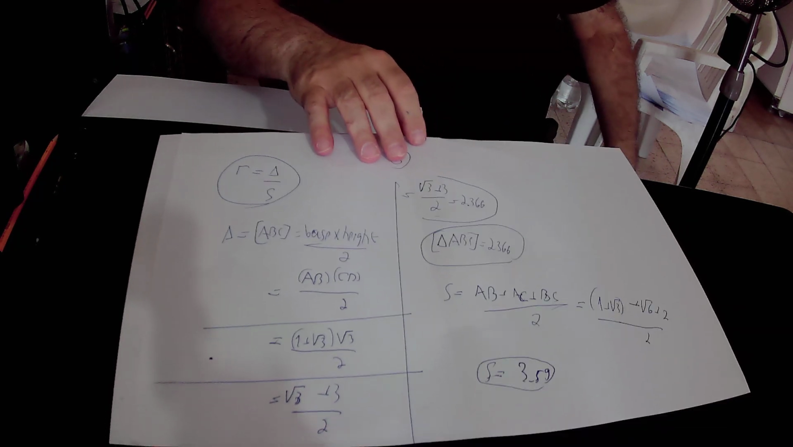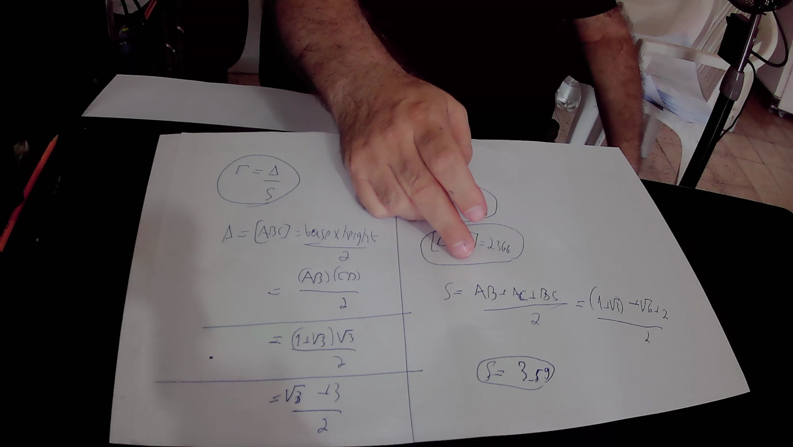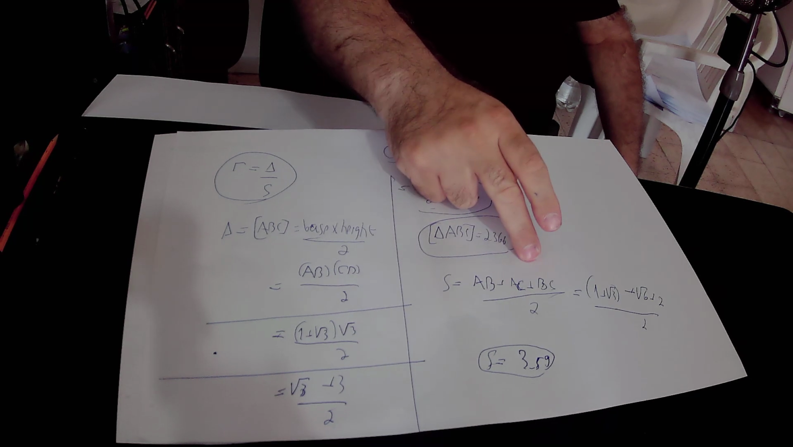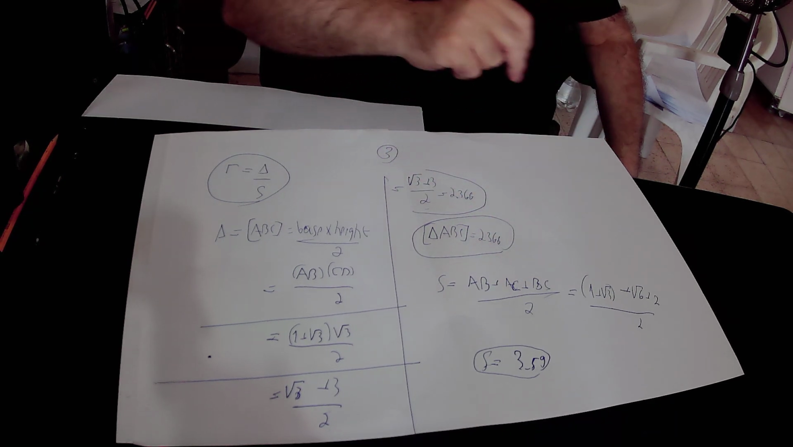And what is the semi-perimeter of triangle ABC? The semi-perimeter of triangle ABC equals the perimeter, that is the sum of its sides, over 2. The sum of its sides is AB plus AC plus BC. If you divide it by 2, you get the semi-perimeter.